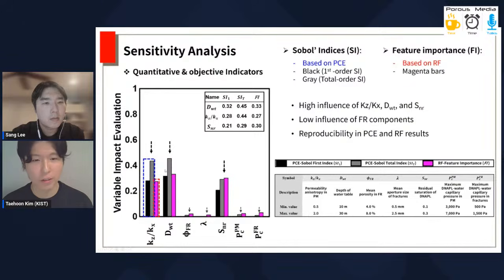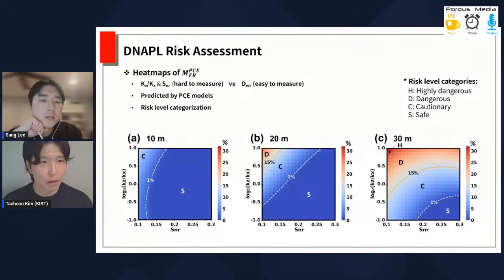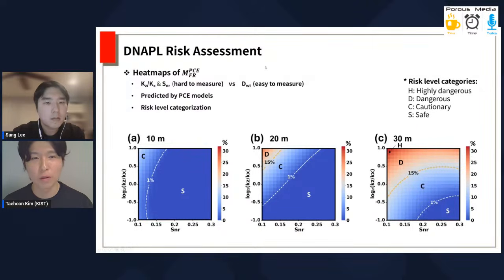But here's an issue again. Two of these three parameters are really hard to measure at the real field scale. The permeability anisotropy and residual saturation are hard to measure, but luckily we have the depth of groundwater, which is relatively easy to measure. So this provides us a practical approach to risk assessment. We can use the depth of the water table as a reference point, and we can evaluate the risk based on the uncertainties of these unknown parameters.